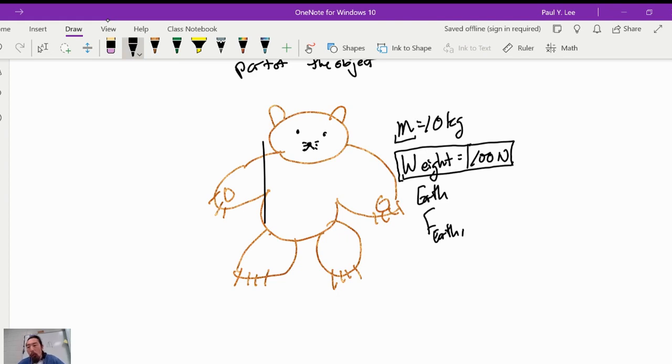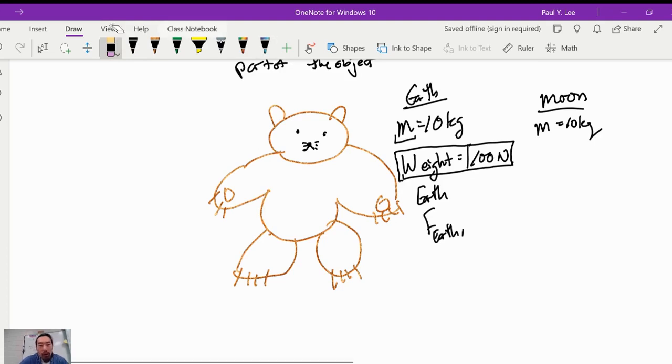So the Earth here is important. If we go to the moon, the mass of the bear on the moon, so let's say this is all the Earth stuff, the mass of the bear on the moon is still 10 kilograms, right? So this is the bear as a whole. We didn't chop off the arms or anything like that, right? The OG bear. The mass of the teddy bear is still 10 kilograms.